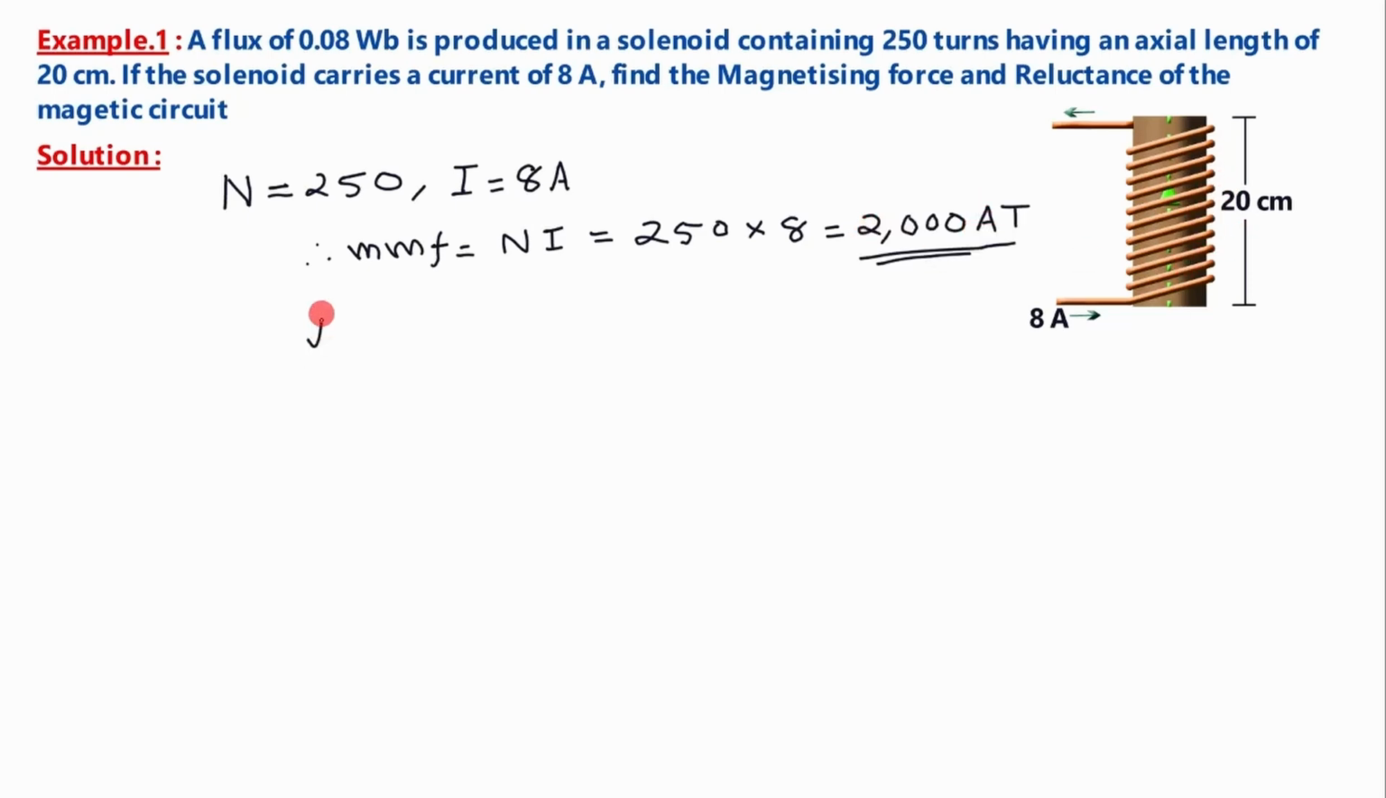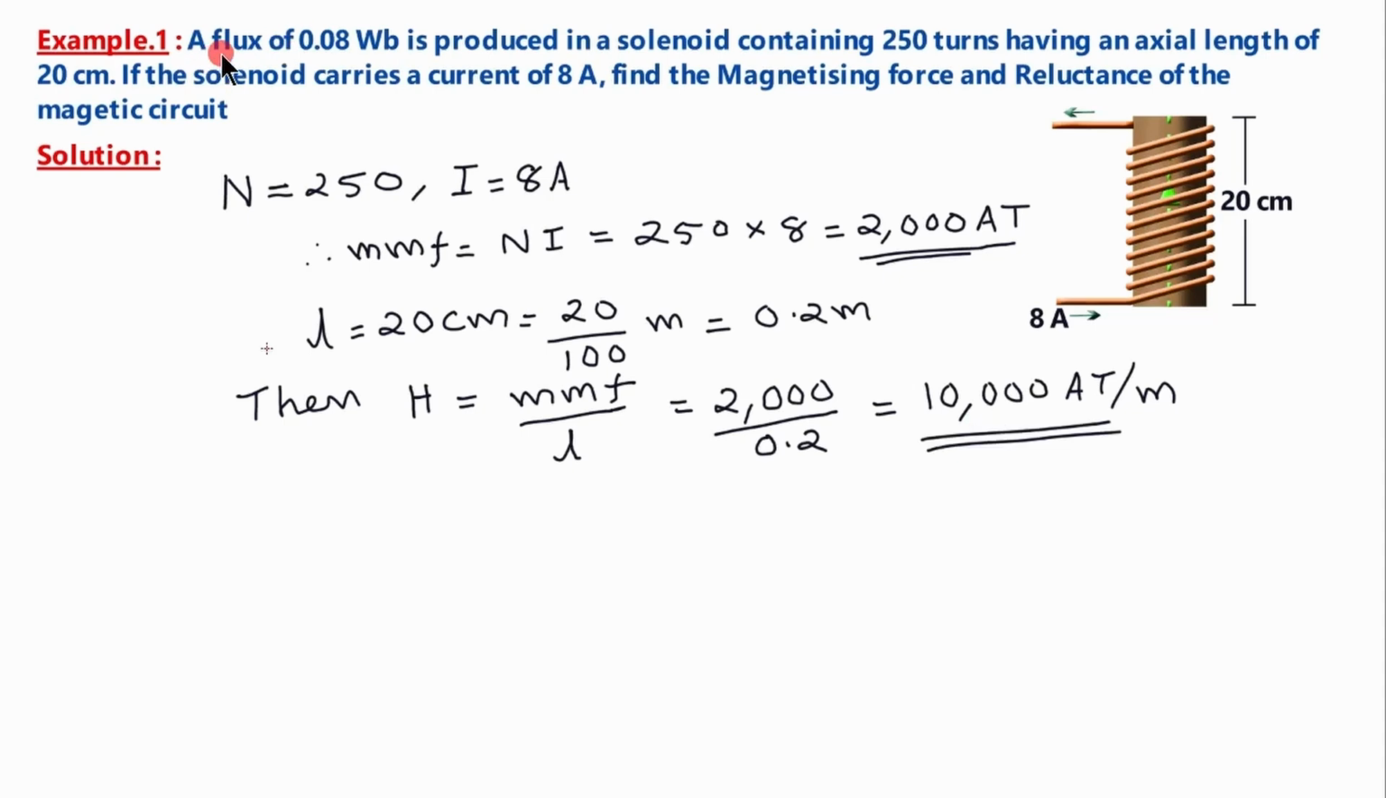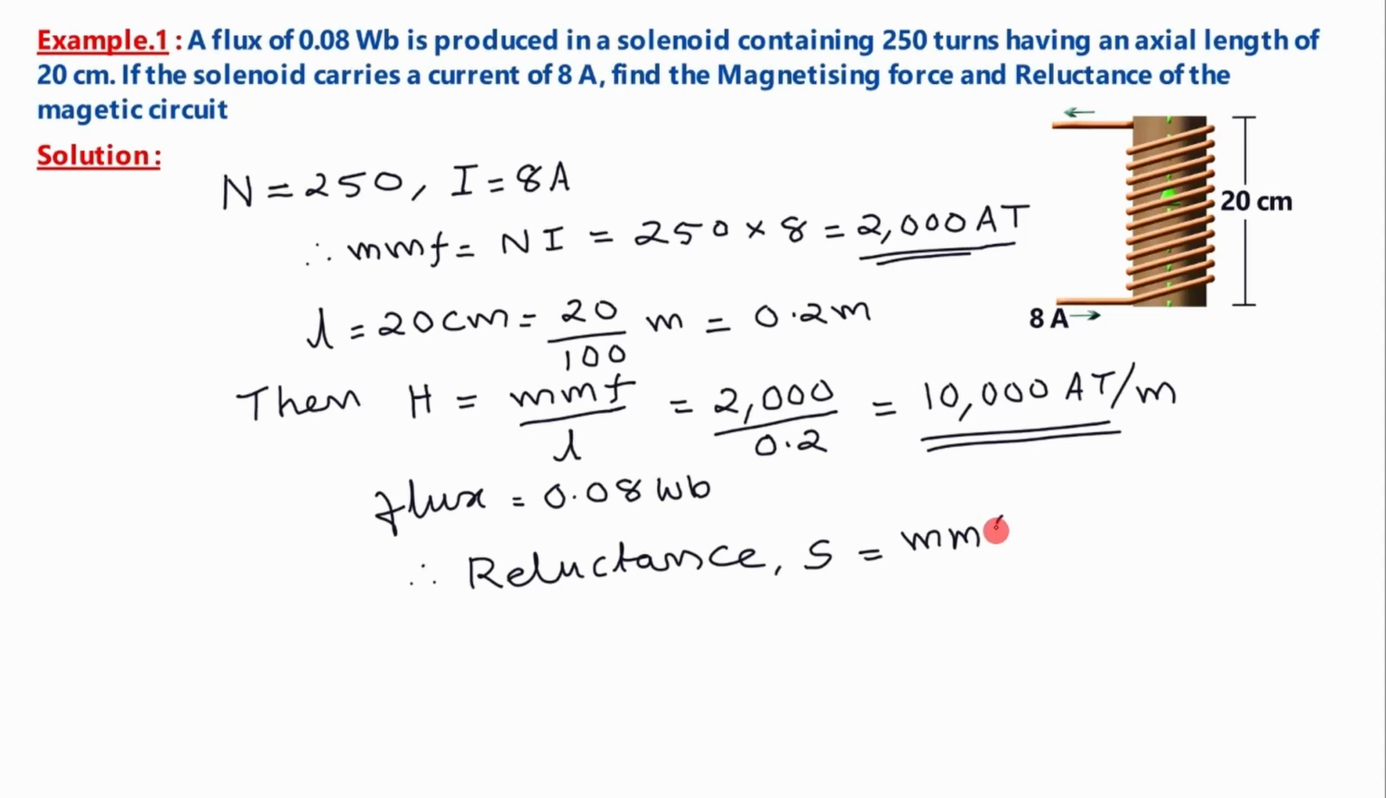The length of the solenoid is given as L equal to 20 centimeter, that is 20 by 100 meter, which is equal to 0.2 meter. Then magnetizing force H is equal to MMF divided by the length of the solenoid, that is 2000 divided by 0.2, which is equal to 10,000 ampere turns per meter. It is given that the flux developed is 0.08 Weber. Therefore, reluctance S is equal to MMF divided by flux. Here MMF we found as 2000 ampere turns. Substituting this value and the value of flux, reluctance becomes 2000 divided by 0.08, which is equal to 25,000.